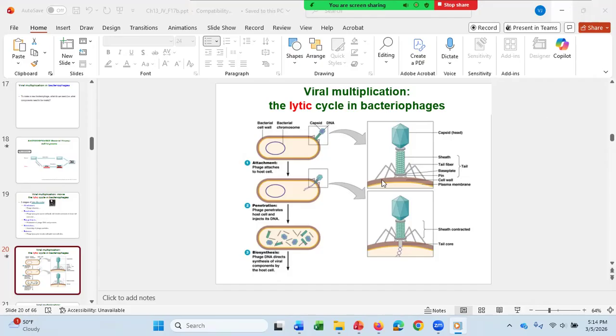So that's penetration, where the virus actually injects its genome into the host cell. This part here, the protein, just stays on the cell, and it's sort of inactive, immobile, and this virus is attached to the outside of the cell, but it doesn't do anything after it injects the genome into the host cell.